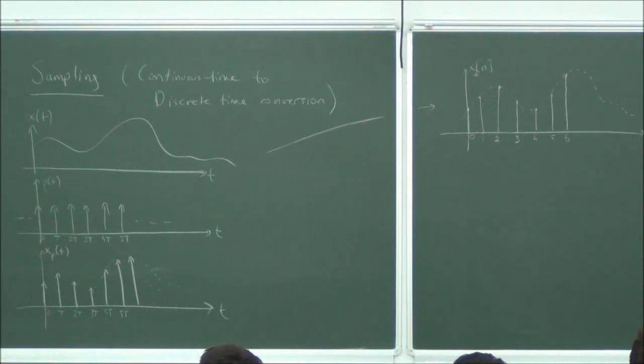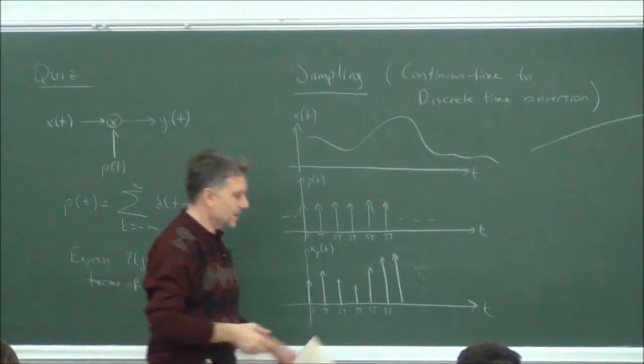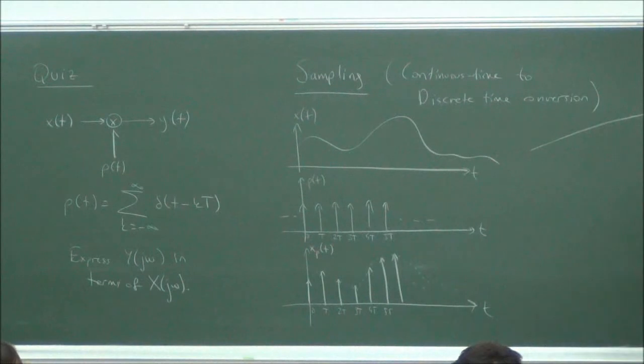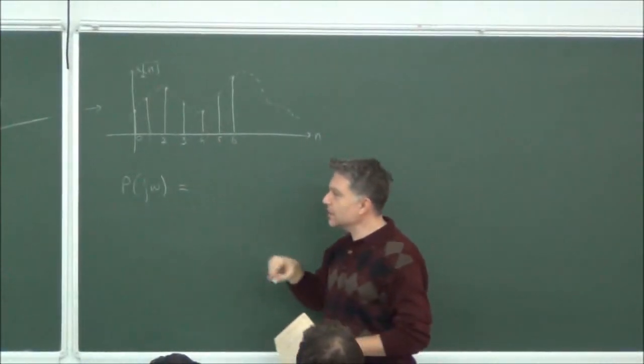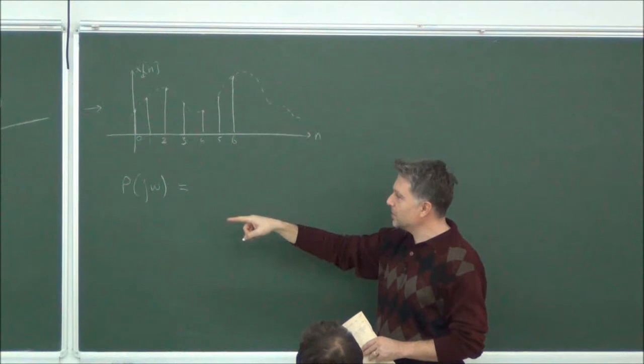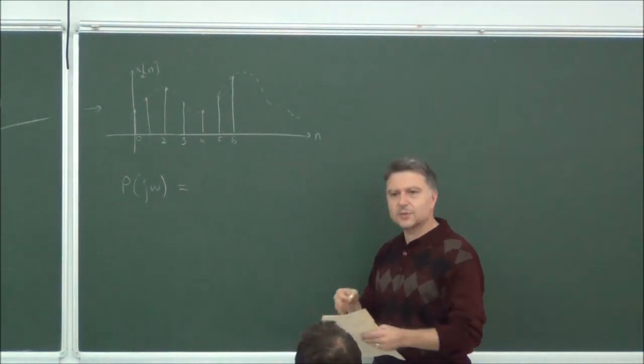First, we have to answer this quiz question. What is the Fourier transform of this thing in terms of this one? That's fairly easy, but for that we need to first find the Fourier transform of the multiplication impulse train. P of t was the impulse train. What is P of j omega, the Fourier transform of that? We have answered this question before.